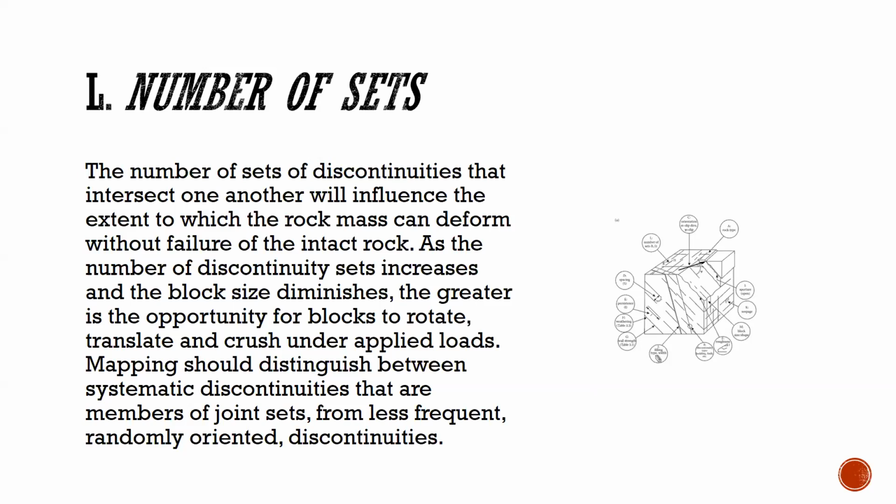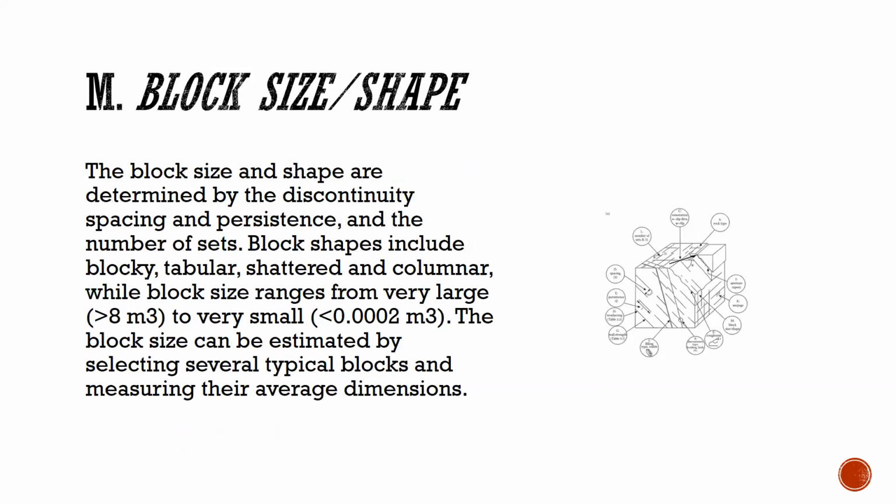That is very important to know in our case, because a block is a source of instability. The block will come out along the line of intersection. So that is why determining the number of sets is also very important. Due to the number of sets, we have to determine the block size and the shape of the particular rock structure due to the physical discontinuity present in the rock.